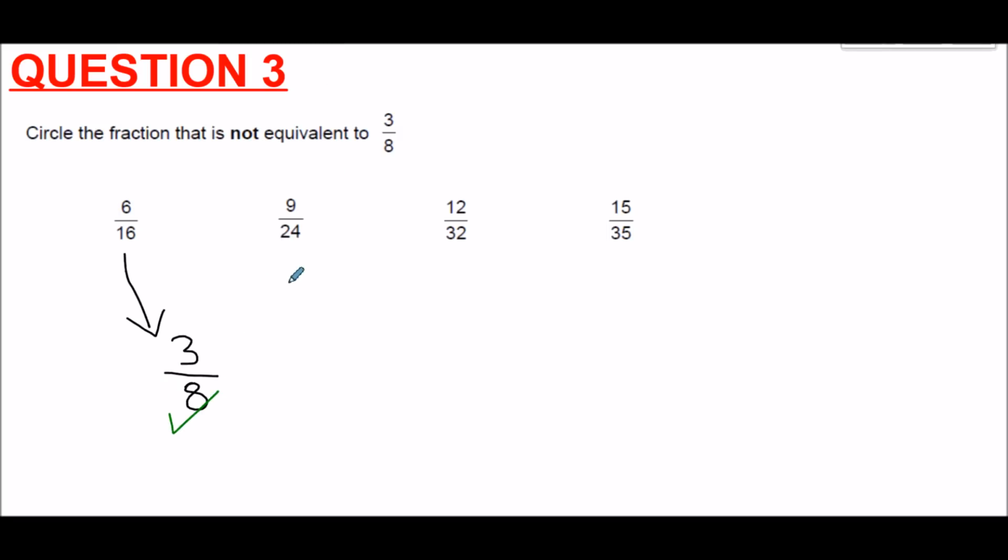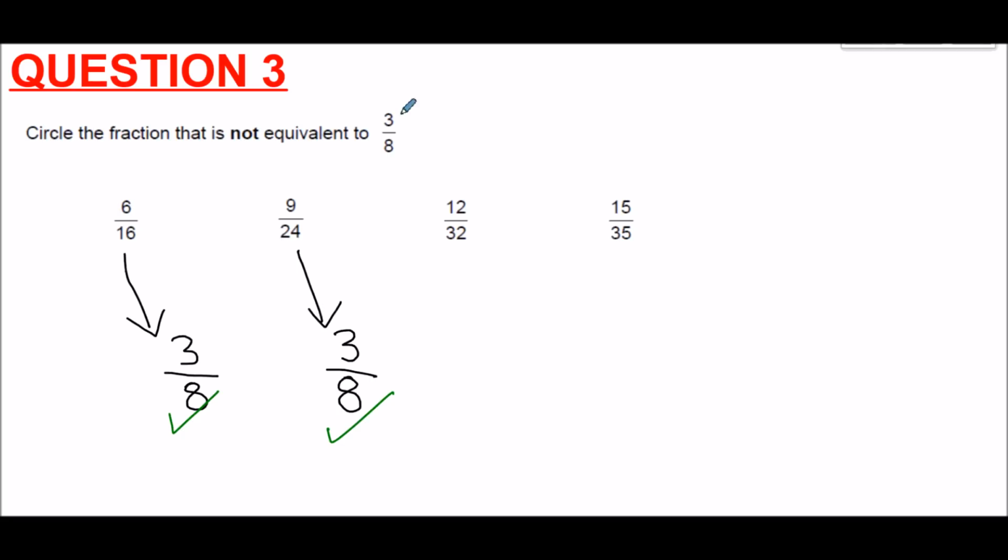The second one, 9 and 24, well, 9 and 24 are both in the 3 times table. So I can divide both of these by 3. 9 divided by 3 is 3. 24 divided by 3 would be 8. So again, that one does simplify down to 3/8.